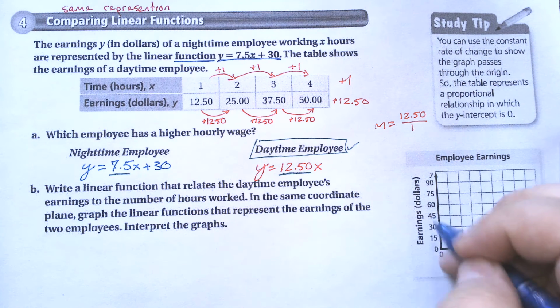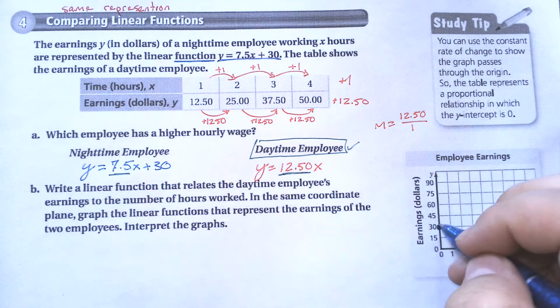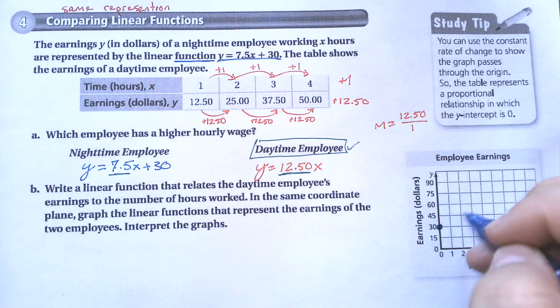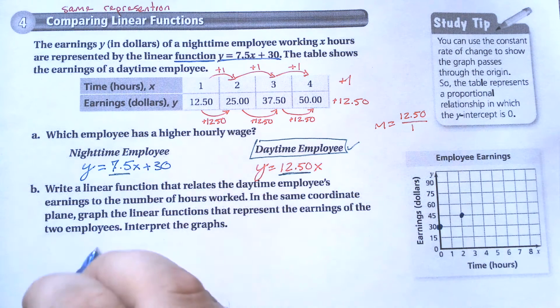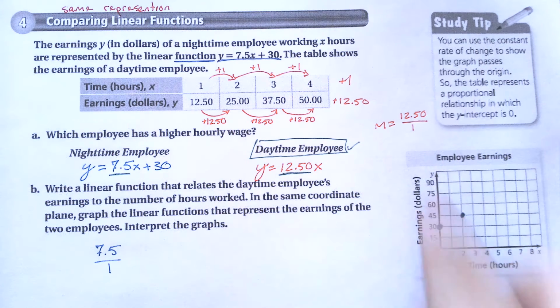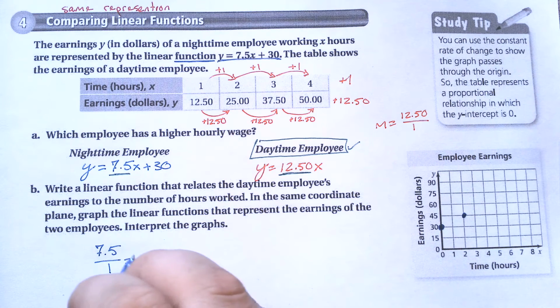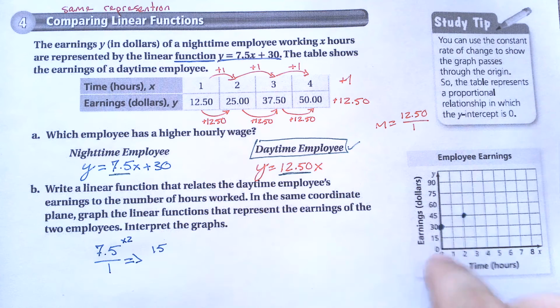Well, here I don't have 7.5 on my scale, so I want to realize two 7.5s go into 15 once. So that means I actually have to go up 2 times, and then I don't just go over 1, I go over 2. Again, this is the same thing as 7.5 over 1, but I don't have 7.5 in my scale. So if I multiply this by 2, I get 15, and I do have a scale of 15.